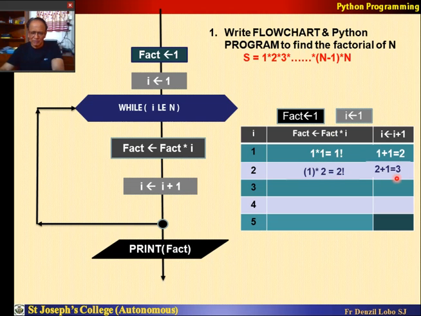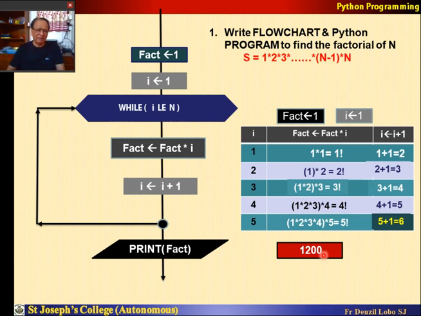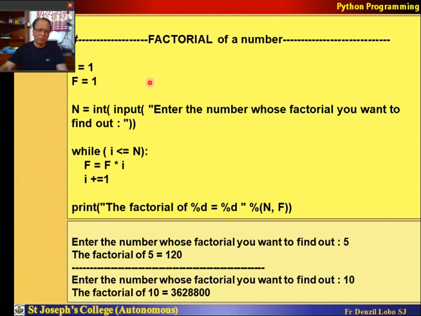which gives you 2 factorial. i has become 3. Now 2 factorial is already there, and I multiply it by 3. I get 3 factorial. And here i becomes 4, and I multiply 3 factorial by 4. It becomes 4 factorial. Then i becomes 5, and 4 factorial into 5 gives 5 factorial. And i becomes 6. I come out of this loop and then I print the value of factorial, that is 1 into 2 into 3 into 4 into 5, which is equal to 120. Let us see the Python program.